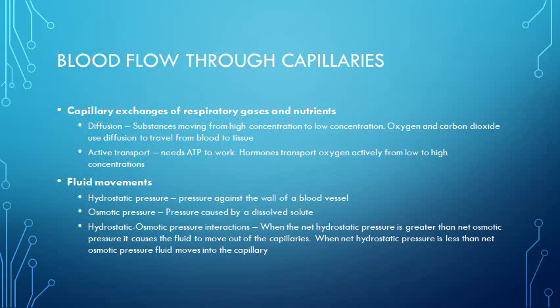Blood flow through capillaries. Capillary exchanges of respiratory gases and nutrients. Diffusion is substances moving from high concentration to low concentration, and oxygen and carbon dioxide use diffusion to travel from blood to tissue. Active transport is the opposite and needs ATP to work. Hormones transport oxygen actively from low to high concentrations.